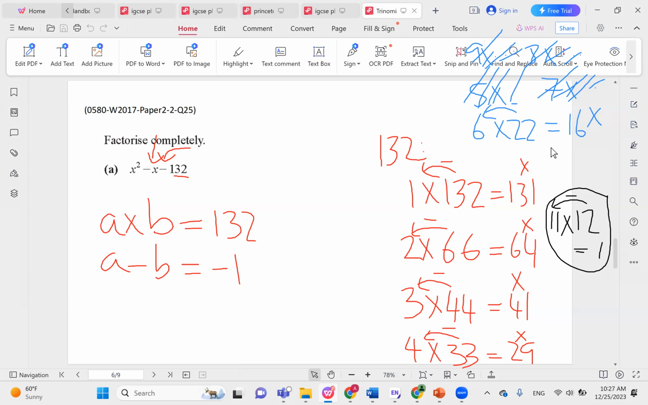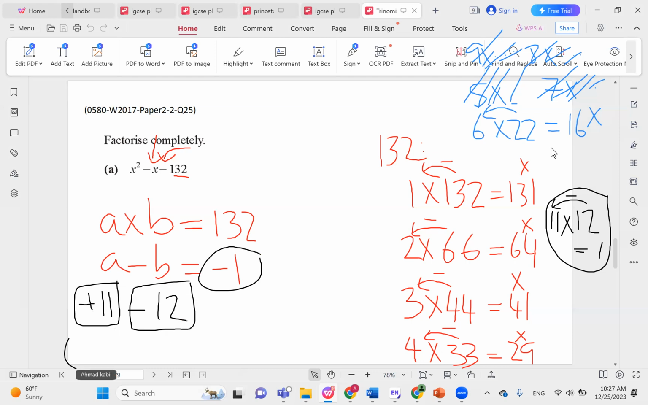Now, since we want the difference to be -1, not +1, it should not be 12 minus 11, it should be 11 minus 12 to get a negative answer. So we have 11 for a and 12 for b, or rather positive 11 as our first number and negative 12 as our second number. So x plus 11, x minus 12.